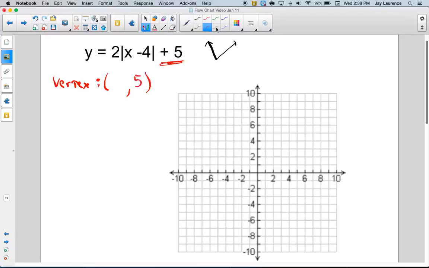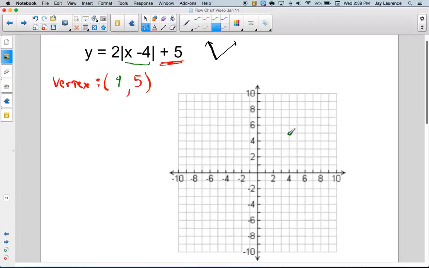Now, the x-coordinate of the vertex, I look in here. But it's not going to be -4. It's going to be whatever makes this 0. Well, that would be 4, wouldn't it? 4 minus 4 is 0. So my vertex occurs at the point (4, 5). So I'm going to plot that. 1, 2, 3, 4, 5.